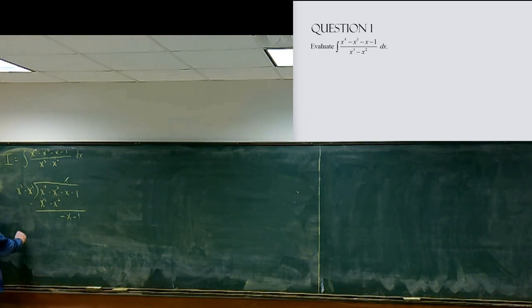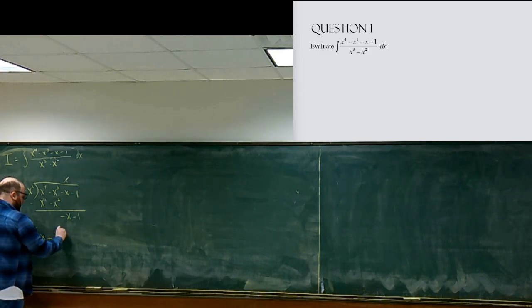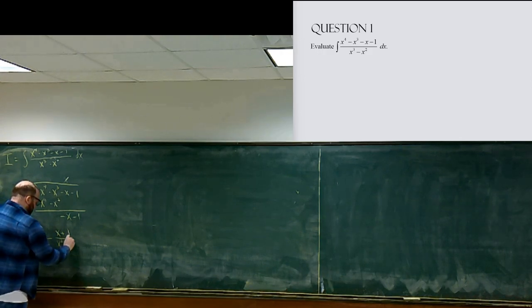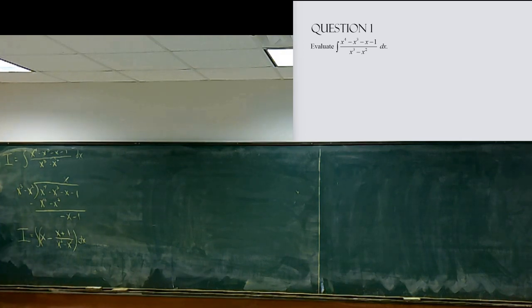So now, our antiderivative becomes x minus the quantity of x plus 1 over x cubed minus x squared dx. This is now proper.